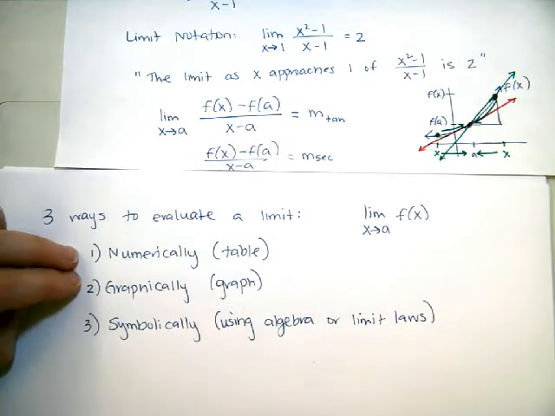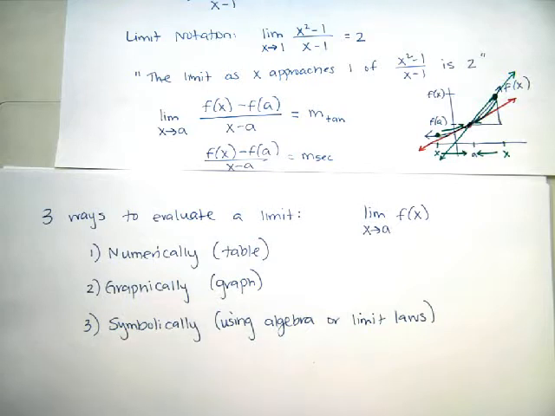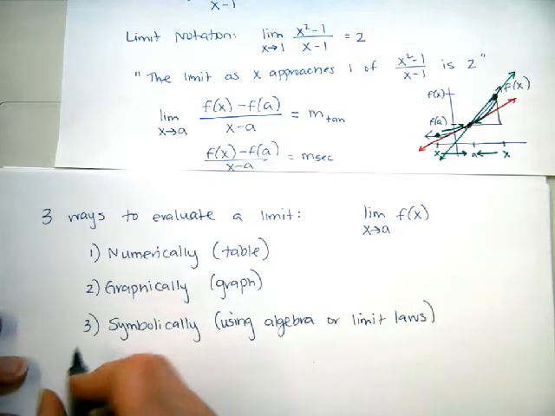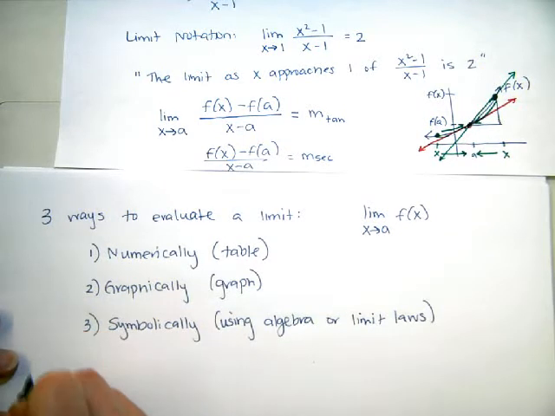Okay, so we've already investigated numerically quite a bit, because that's how we've been finding these slopes of tangent lines, by looking at these average rate of change expressions numerically. Let's take a look at how we would do that graphically. So let's do some examples. This will be example 1.